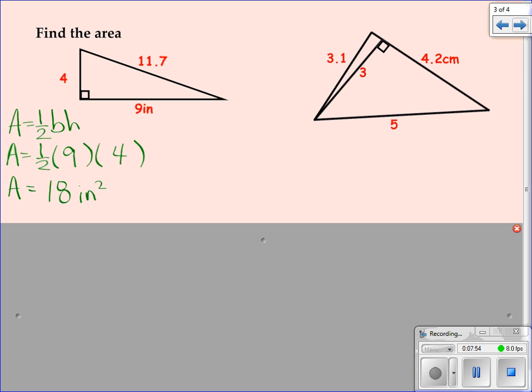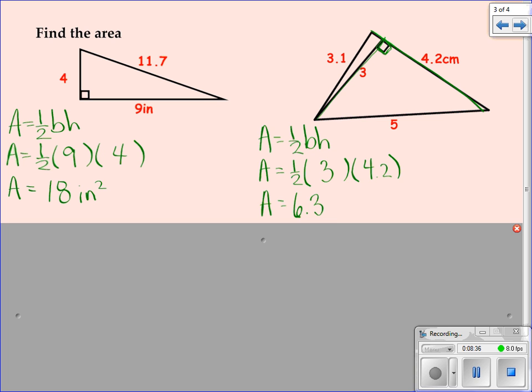Okay, on the next one, we've got 1/2 base times height because it's a triangle. We put the numbers in that we know, which are the base and the height. Okay, again, we're looking for this square right here. So we know we're going to pick 3 and 4.2. We multiply all of these together and get 6.3.